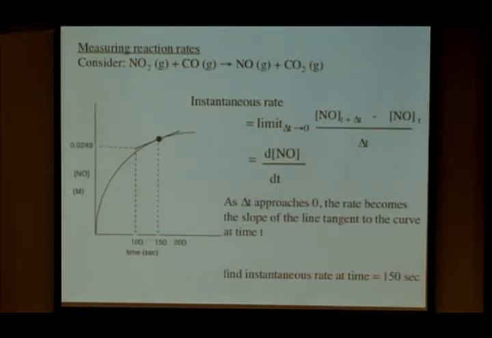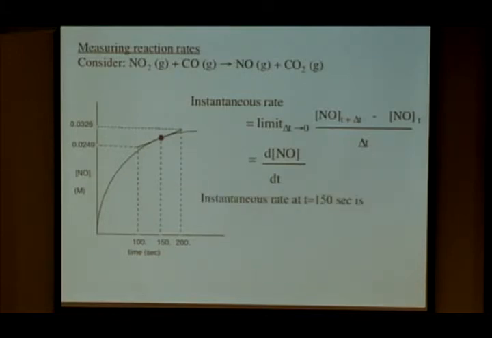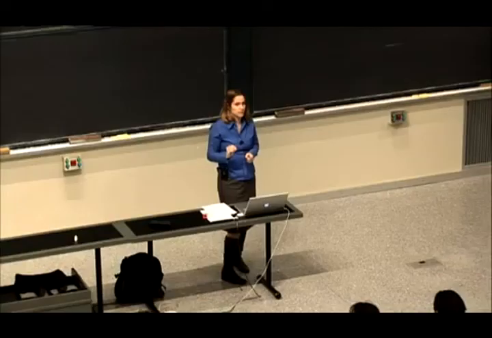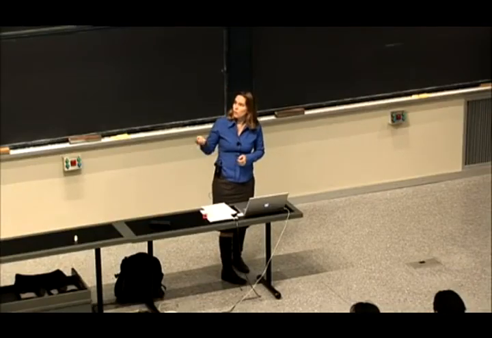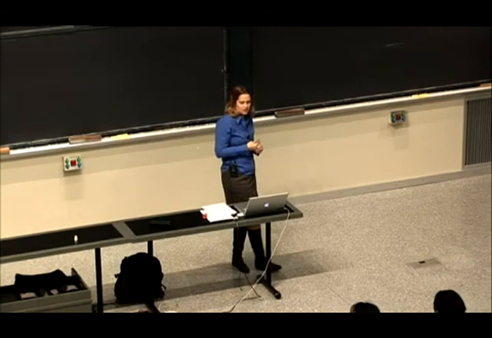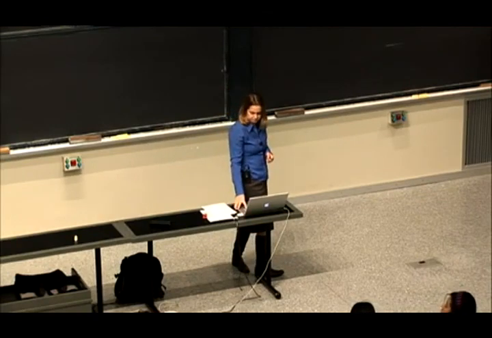And so we can do that math, calculating the slope, and here we find that the instantaneous rate at time equals 150 seconds, this is the slope of the line, this change in concentration over change in time, gives you 7.7 times 10 to the minus 5 molar per second. So that's an instantaneous rate at a particular time. What do you think the instantaneous rate is called at time equals 0? Any guess? Initial rate.